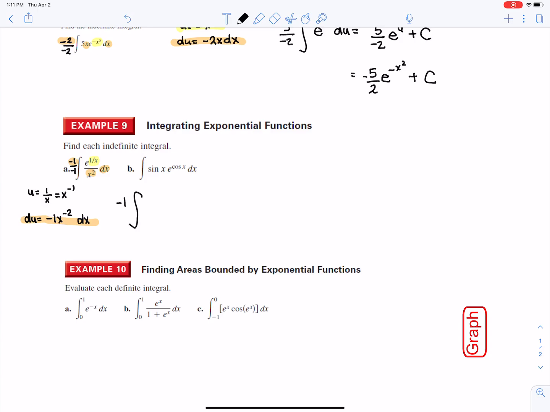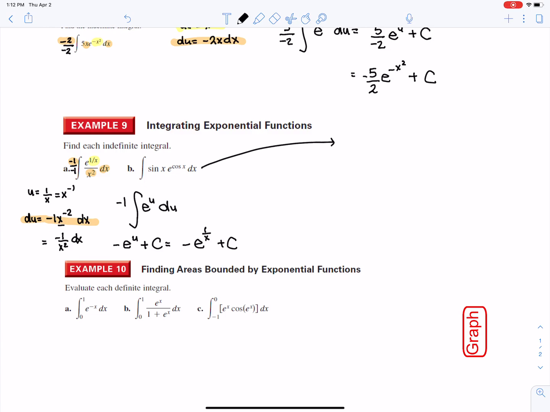minus 1 integral. Now you'll notice that this x to the minus 2 sits on the denominator, which is where we want it to sit. So minus 1 over x squared dx becomes du, and my integral becomes e to the u du with that extra negative 1 floating on the outside. The integral becomes the same thing, plus my arbitrary constant, and then I sub my u back in.